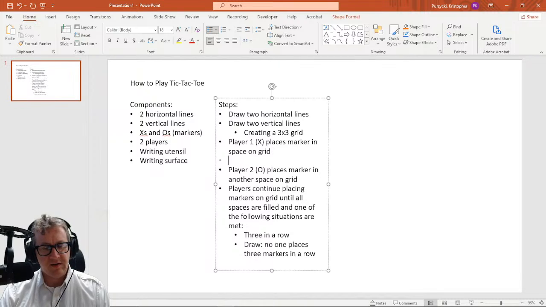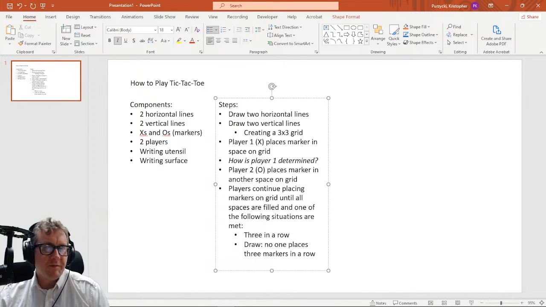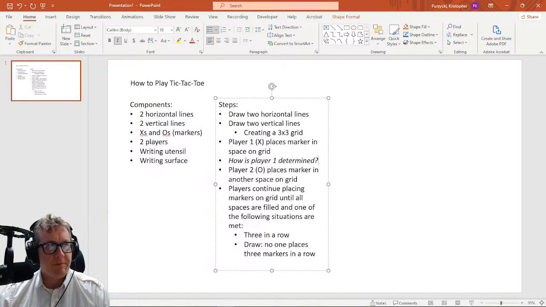Player X, how is player 1 determined? So here we have the first sort of decision to make, right? How is player 1 determined? Again, starting to think about these steps a little bit more, starting to unpack all of the nuance, really, of even a simple game like tic-tac-toe or using a marker.